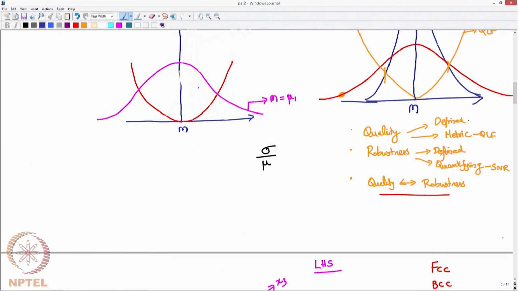So, we wanted to understand quality from a definition perspective and we need to be able to measure quality. Metric is your quality loss function. The second one is robustness. You need to understand the definition of robustness, which we understood as minimizing the variation, and you should be able to quantify robustness. How? Using a signal to noise ratio. Then we wanted to understand the relationship between quality and robustness, which we have also done.